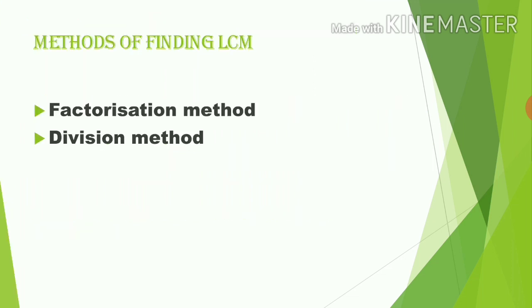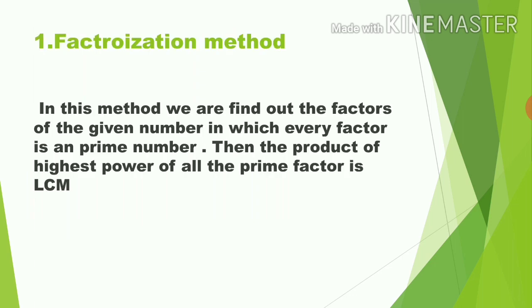Next, let's come to the methods of finding the LCM, the lowest common multiple. There are two methods in calculating the LCM. The first one is the factorization method and the second is the division method. In this class I am going to explain the factorization method. What do we mean by the factorization method?